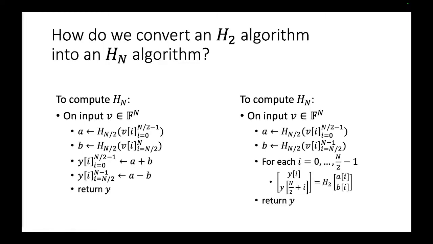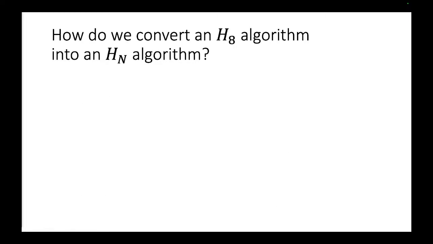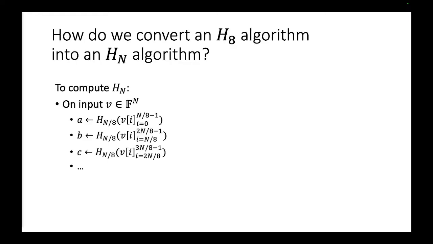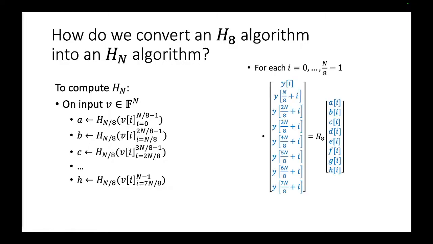Return y. Okay, so similarly, you can do the exact same thing and get an Hn algorithm out of an H8 algorithm. And what does it look like? To compute Hn, you first compute 8 different recursive calls of size n over 8. And then for each i between 0 and n over 8, those 8 output entries are H8 times those 8 input entries that we just recursively computed. And return y. So if you had a better algorithm for H8, you could just directly plug it in here to improve the whole thing.